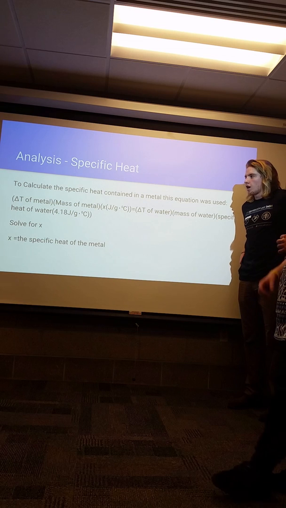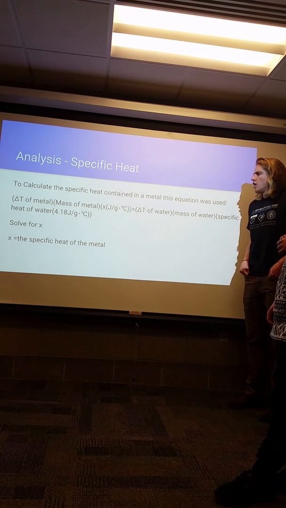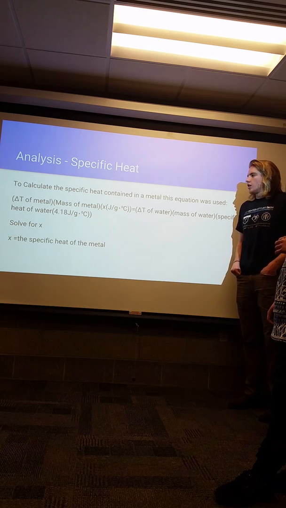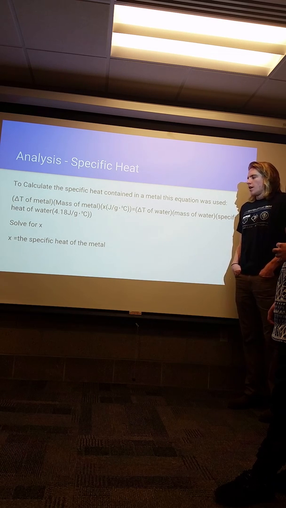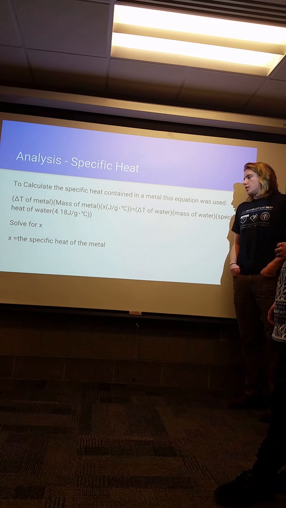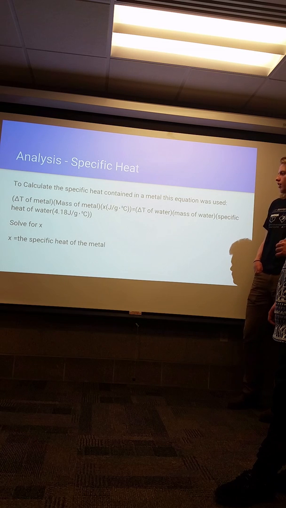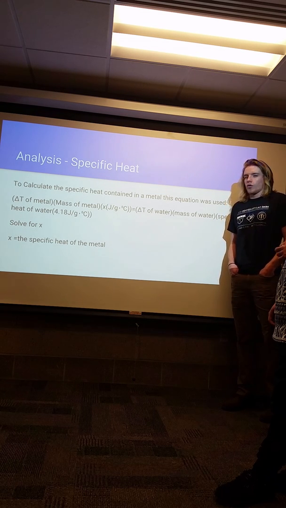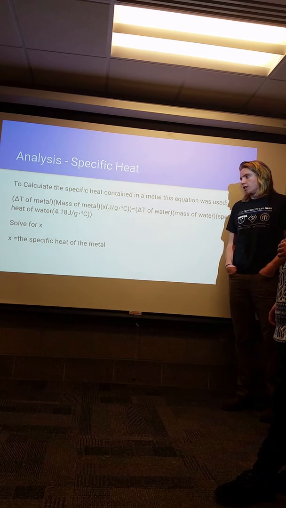So also in this lab, we were tasked with finding the specific heat of each metal. And to calculate this, we used the equation of the change in temperature of the metal times the mass of the metal times X, our unknown specific heat, equals the change in temperature of water times the mass of water times the specific heat of water, which is 4.18 joules per gram Celsius. And we solve for X, and X is the specific heat of the metal.